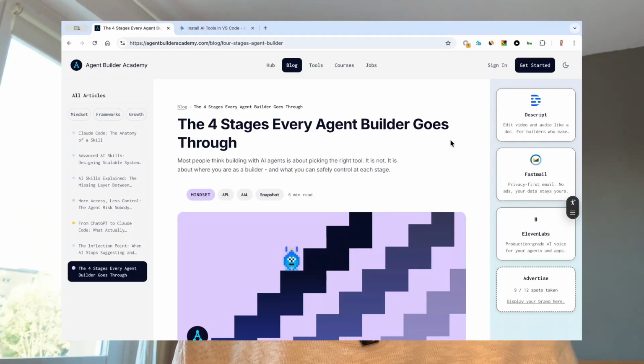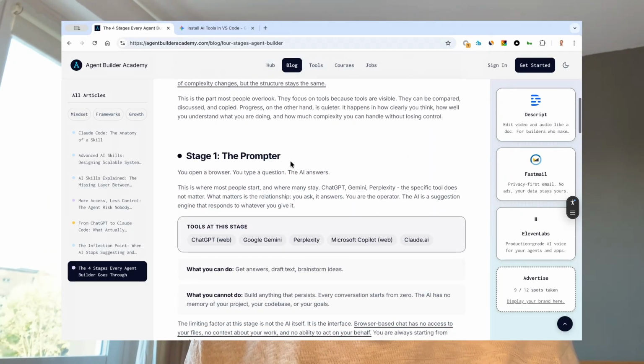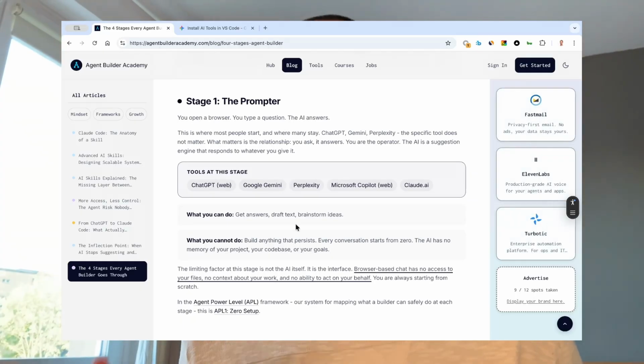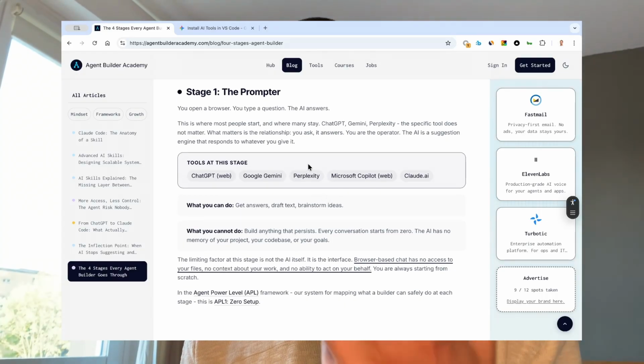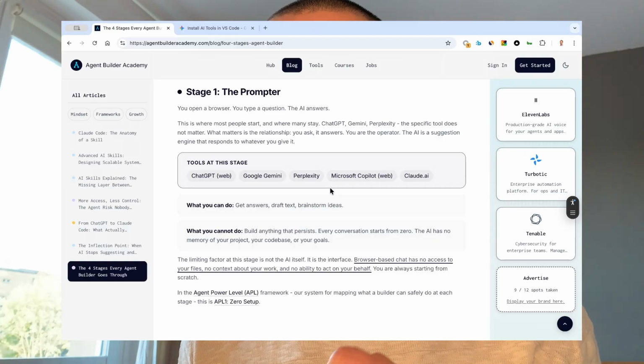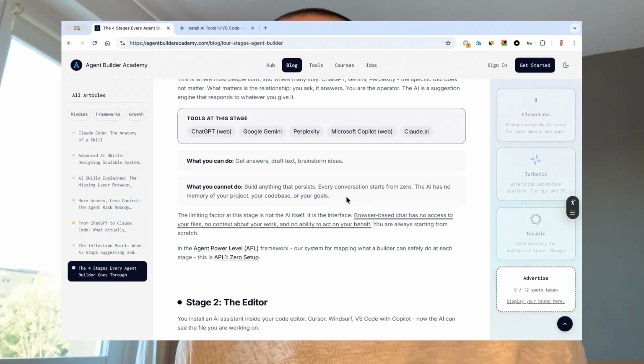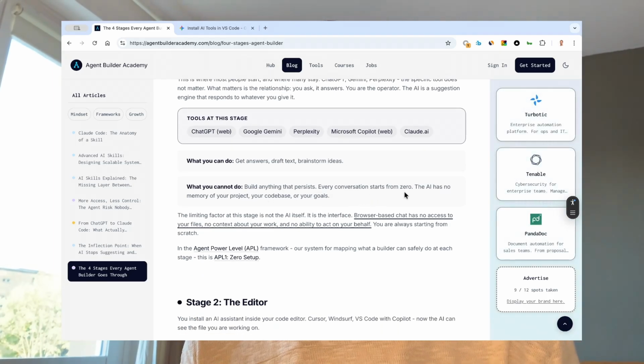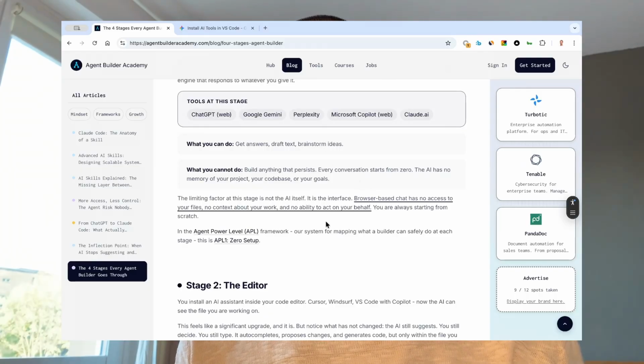When we talk about the first stage, we are looking at the prompter. The prompter is the first stage, so that's very easy. So basically, you are now working with ChatGPT, Google Gemini or Perplexity, and you simply give the agent information inside a chat window, and it gives you a reply, and that's the conversation that you have, and it has maybe some memory and some context depending on how long the conversation is, etc. And that's it. And it's really helpful.